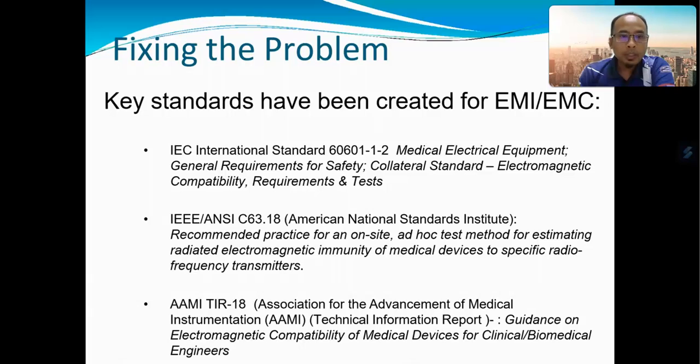Secondly, we have IEEE ANSI C63.18, which is the American National Standards Institute. This document is a recommended practice for an on-site ad hoc test method for estimating radiated electromagnetic immunity of medical devices to specific radio frequency transmitters. And also we have AAMI TIR-18, Association for the Advancement of Medical Instrumentation technical information report. This document is about guidance on electromagnetic compatibility of medical devices for clinical or biomedical engineers.